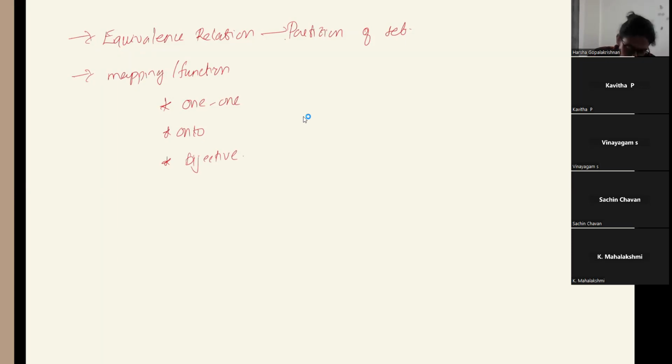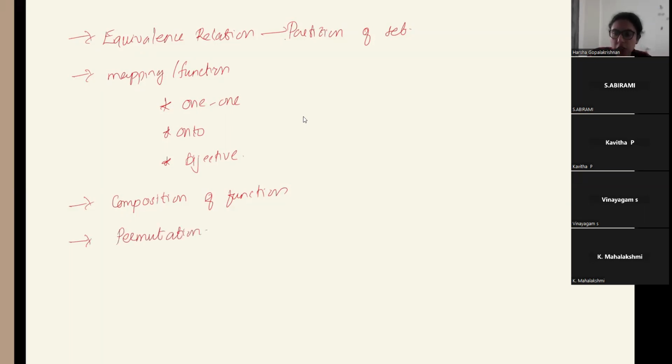I hope you all know the concepts here. Then we have studied the composition of functions. What does composition of functions mean? If a map f is from A to B and g is from B to C, then g composition f is from A to C. In between, if you have doubts, you can ask. And then we have studied what a permutation is. A permutation is a bijection from a finite set A to the set itself.